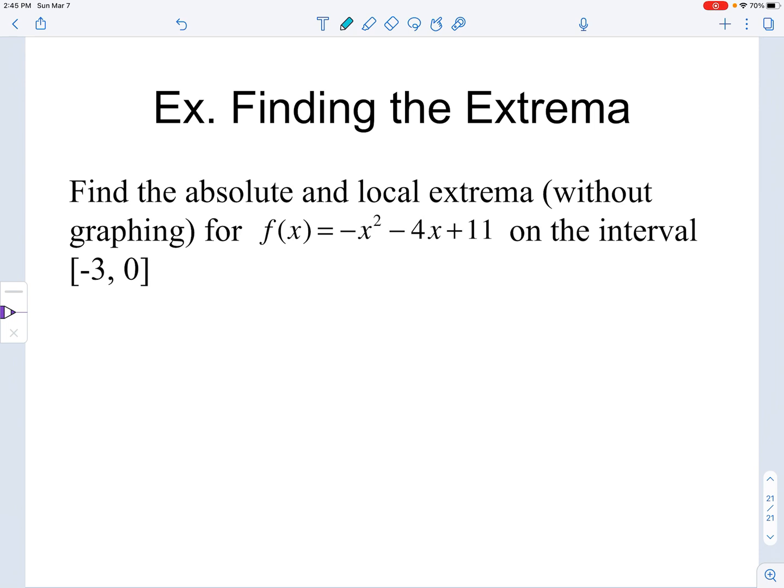Okay, and we'll do one more example. Another polynomial, this time from -3 to 0. So f prime would be -2x minus 4. Set f prime equal to 0. Since the derivative of a polynomial is a polynomial, I don't need to worry about where the derivative is undefined. And it looks like our critical value is going to be at -2. Again.